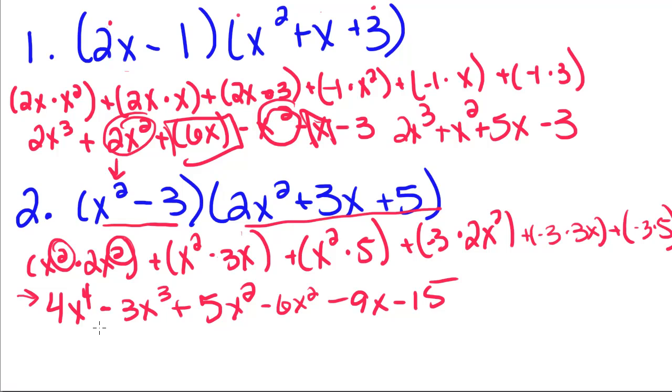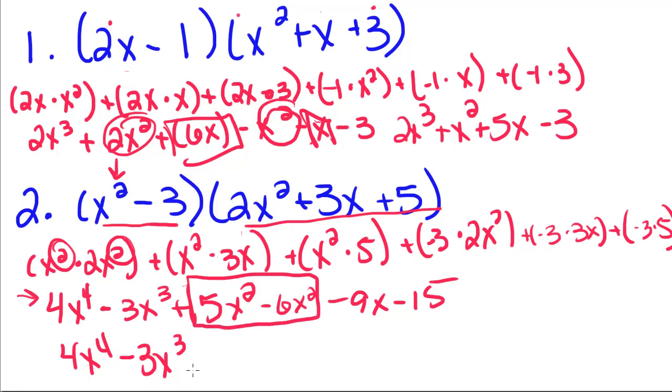So now we're going to combine these like terms. So the 2x to the 4th is going to stay the same. The 3x cubed is going to stay the same. But right here we have positive 5x squared and a negative 6x squared. So it's going to give us a negative 1x squared minus 9x minus 15.